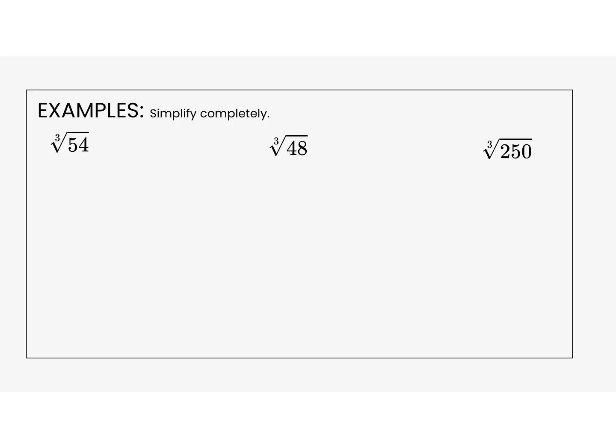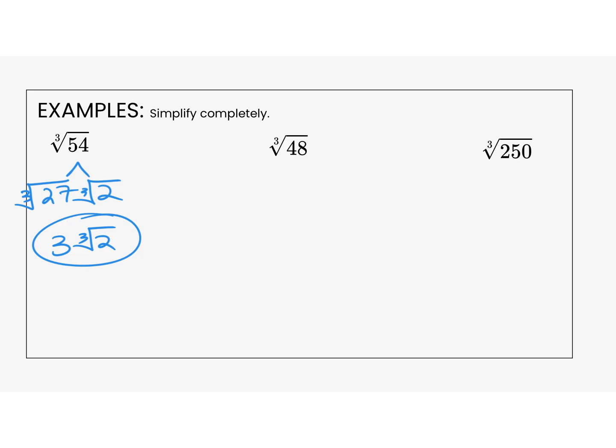So I have the cube root of 54. So I'm thinking about what of those numbers we just looked at goes into 54. The answer is 27, because it's 27 times 2. So really, I'm thinking the cube root of 27 times the cube root of 2. The cube root of 27 is 3. So that is 3 cube root 2 as my final answer simplified.